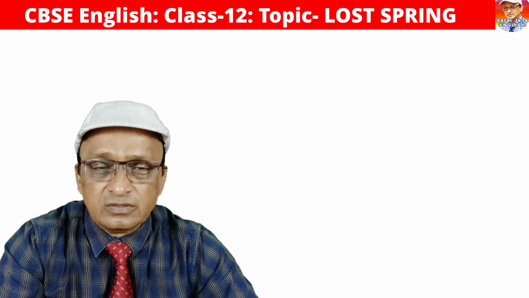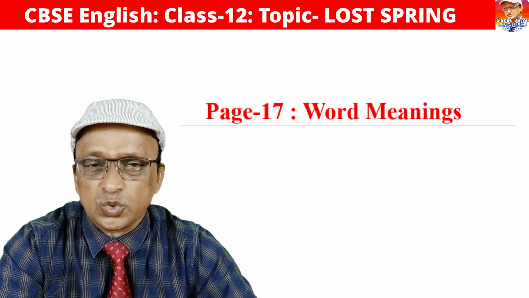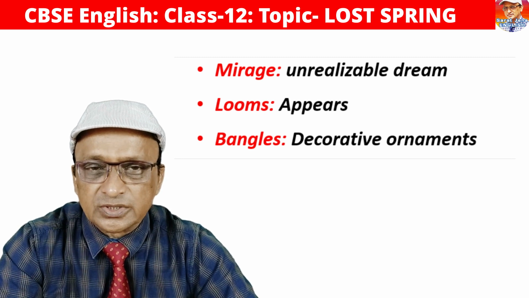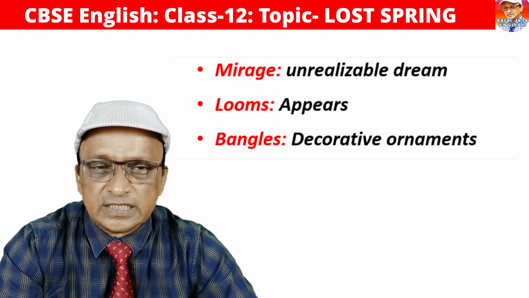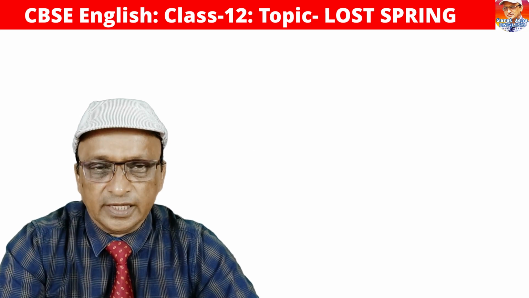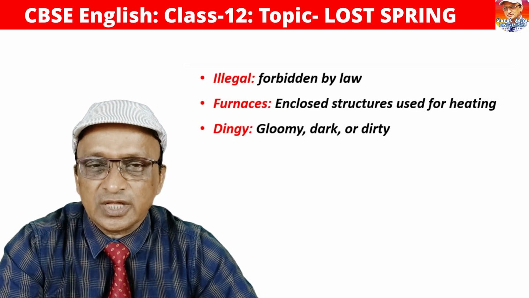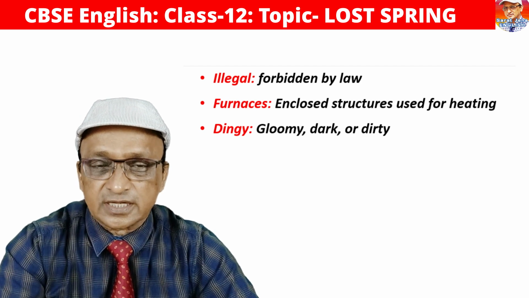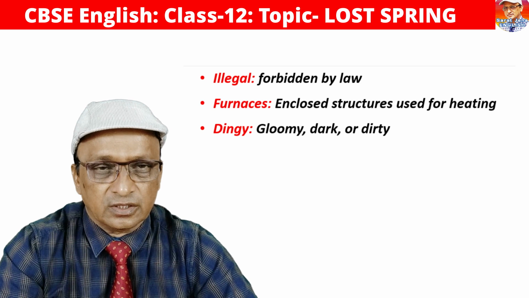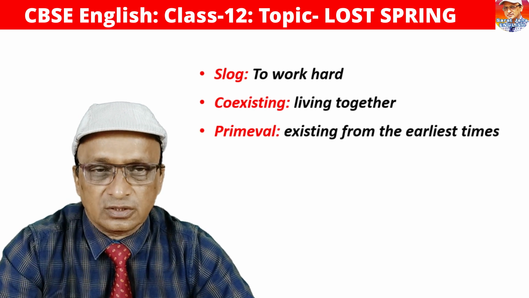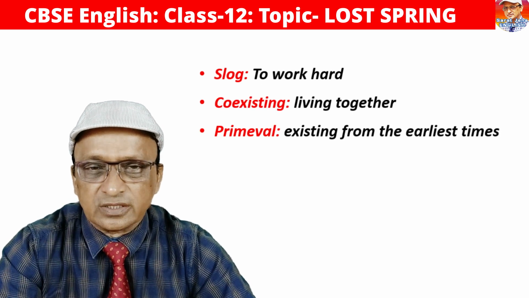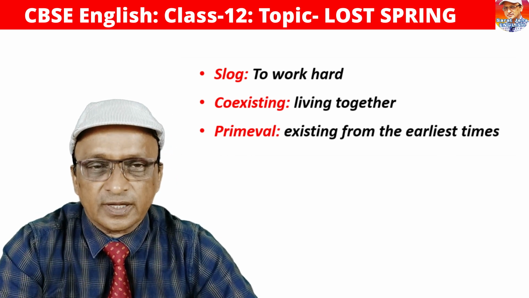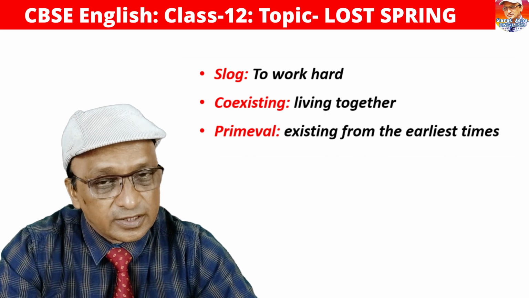In this page 17, we find some words, meanings of which you should know. Mirage means unrealizable dream. Looms means appears. Bangles are the decorative bracelets or ornaments worn on the wrist. Illegal, forbidden by law. Furnaces, enclosed structure used for heating or melting materials at high temperature. Dingy, gloomy or dark. Slog, to work hard. Coexisting, existing or living together in the same space or time. Primeval, existing from the earliest time.